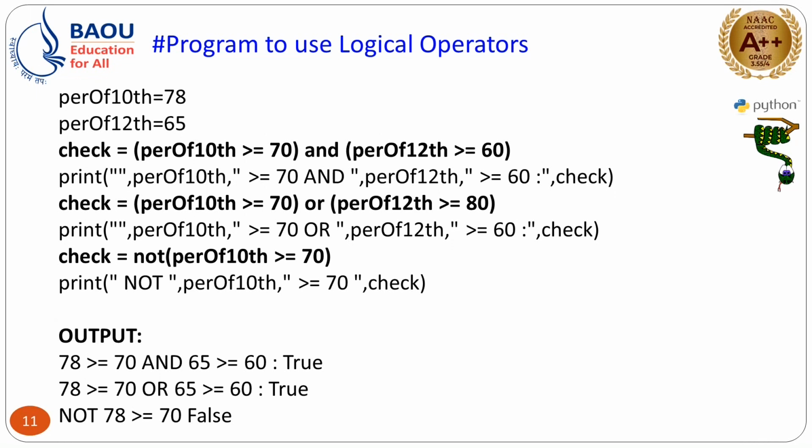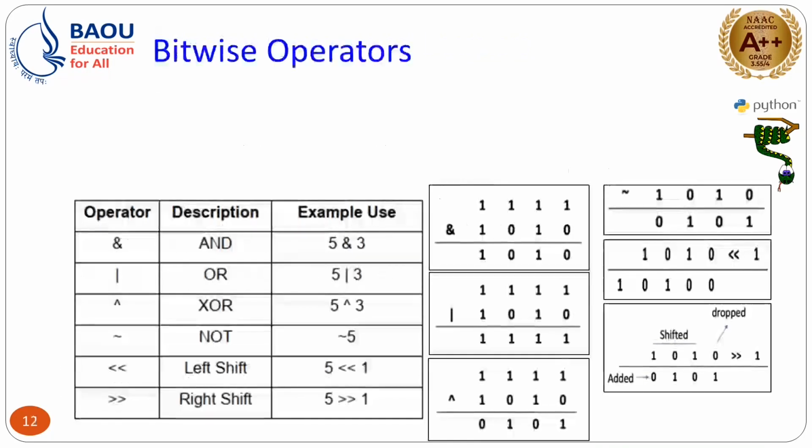Here the example is given. Suppose two percentages, 10th and 12th, are given as 78 and 65. Here you will check that the percentage of 10th is greater than or equal to 70. So 78 is greater than or equal to 70, that is true. In the second case, the 12th percentage 65 is also greater than 60. So both the conditions are true, that's why the result is true. You can observe the result at the bottom. In the same way, for the second OR operation, if any one condition is true, the result will be true. And in the third operation, whatever the result is, it becomes the opposite, that is the NOT operation.